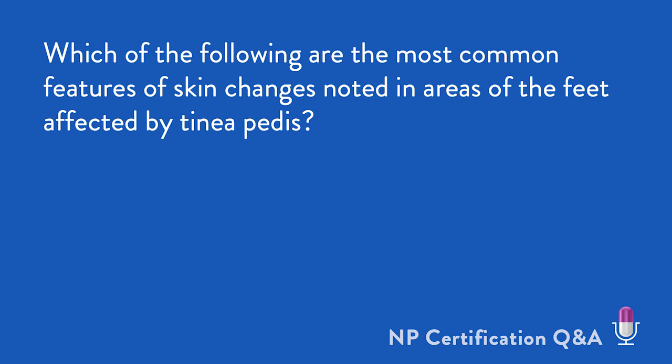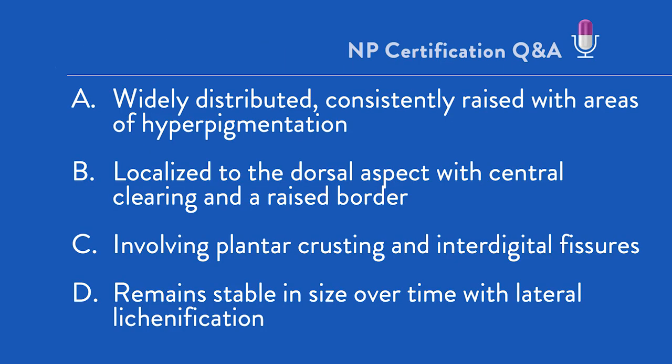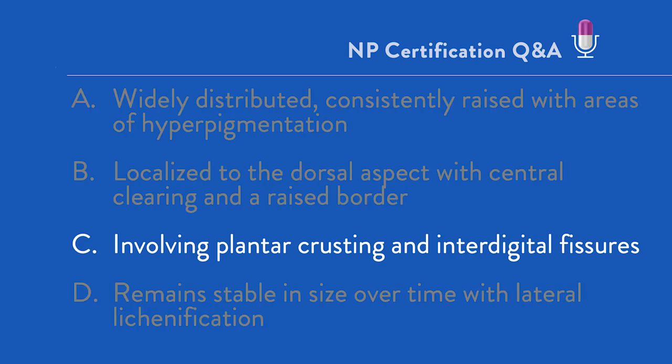Which of the following are the most common features of skin changes noted in areas of the feet affected by Tinea Pedis? A, widely distributed and consistently raised with areas of hyperpigmentation. B, located on the dorsal aspect with central clearing and a raised border. C, involving plantar crusting and interdigital fissures. D, remaining stable over time with lateral lichenification. And the correct answer here is C, involving plantar crusting and interdigital fissures.